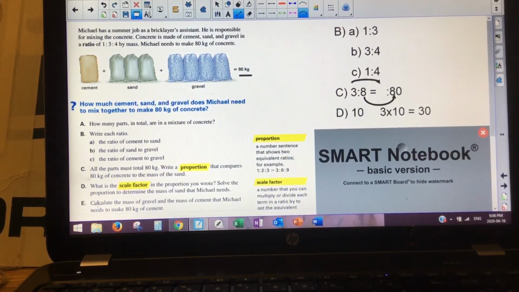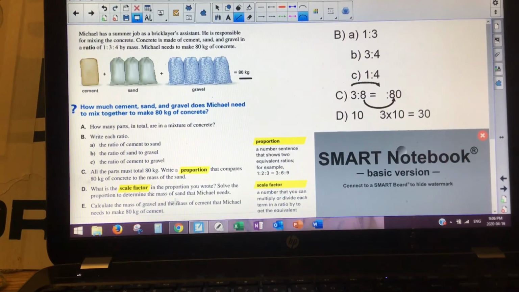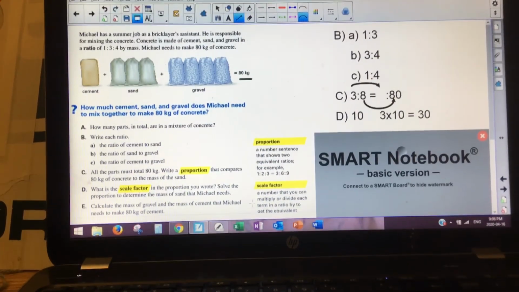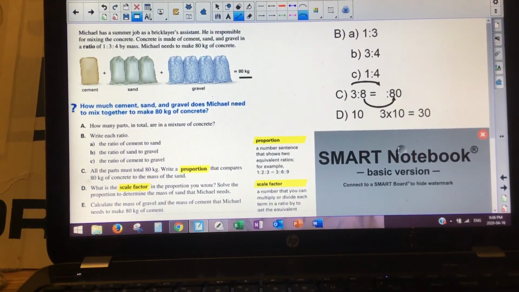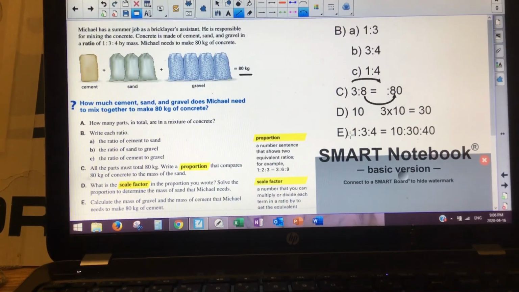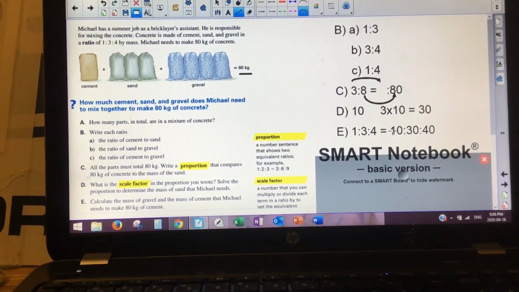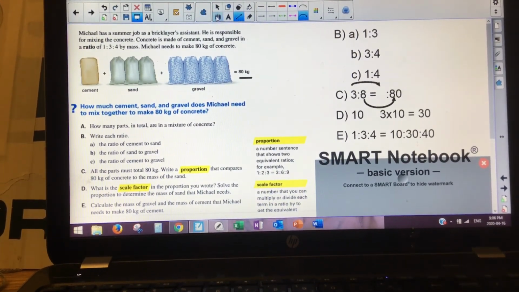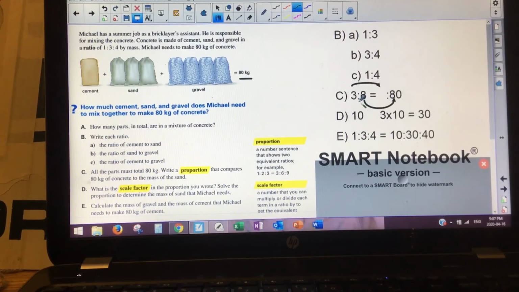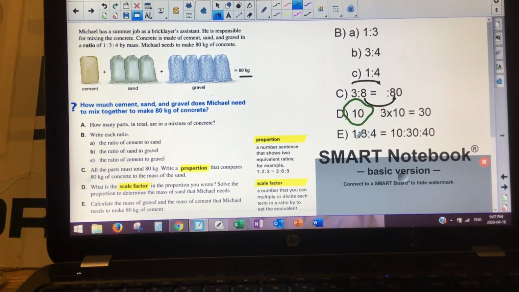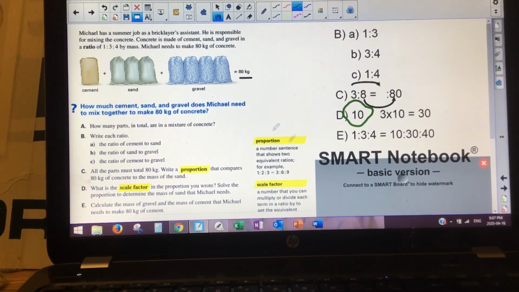And then finally E, so you might want to pause it, calculate the mass of the gravel and cement that he needs to make this concrete. Okay, we'll take it up. So 1 to 3 to 4 is equal to 10 to 30 to 40. So we use that scale factor that we found here, and then we can apply it to our initial question.